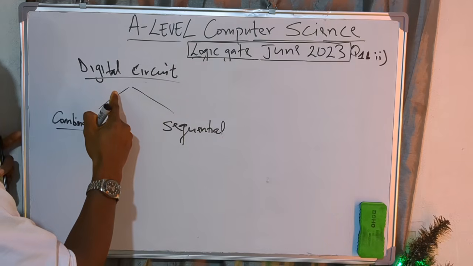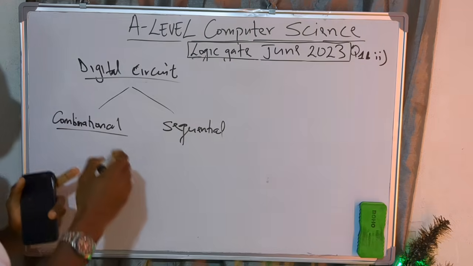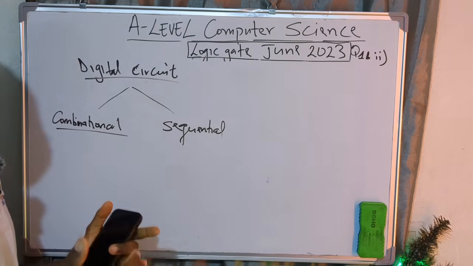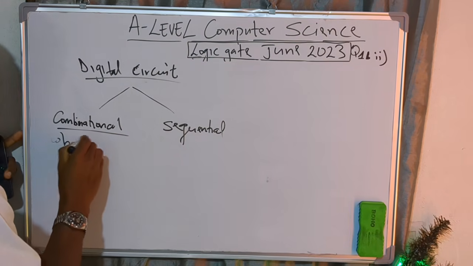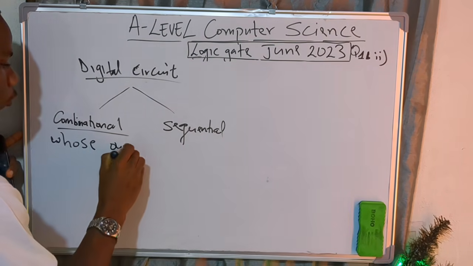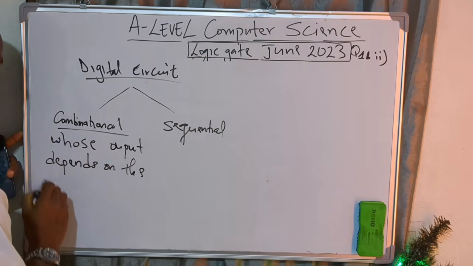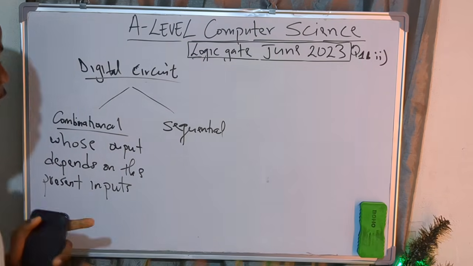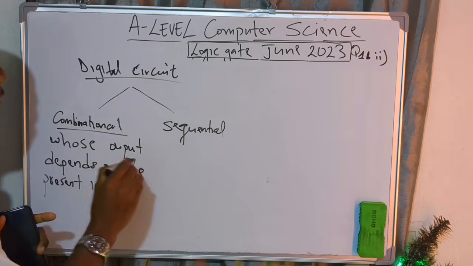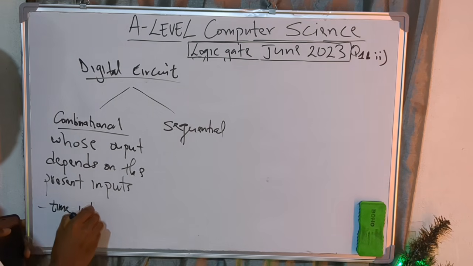A digital circuit is just a combination of gates that work together to produce an output, so there's no need to start the definition by repeating that it is a combination of logic gates that produces an output based on input; that's too long. You can just say it is a digital circuit whose output depends only on the present inputs. Very, very important. Meaning, and you need to know this, that it is time independent.